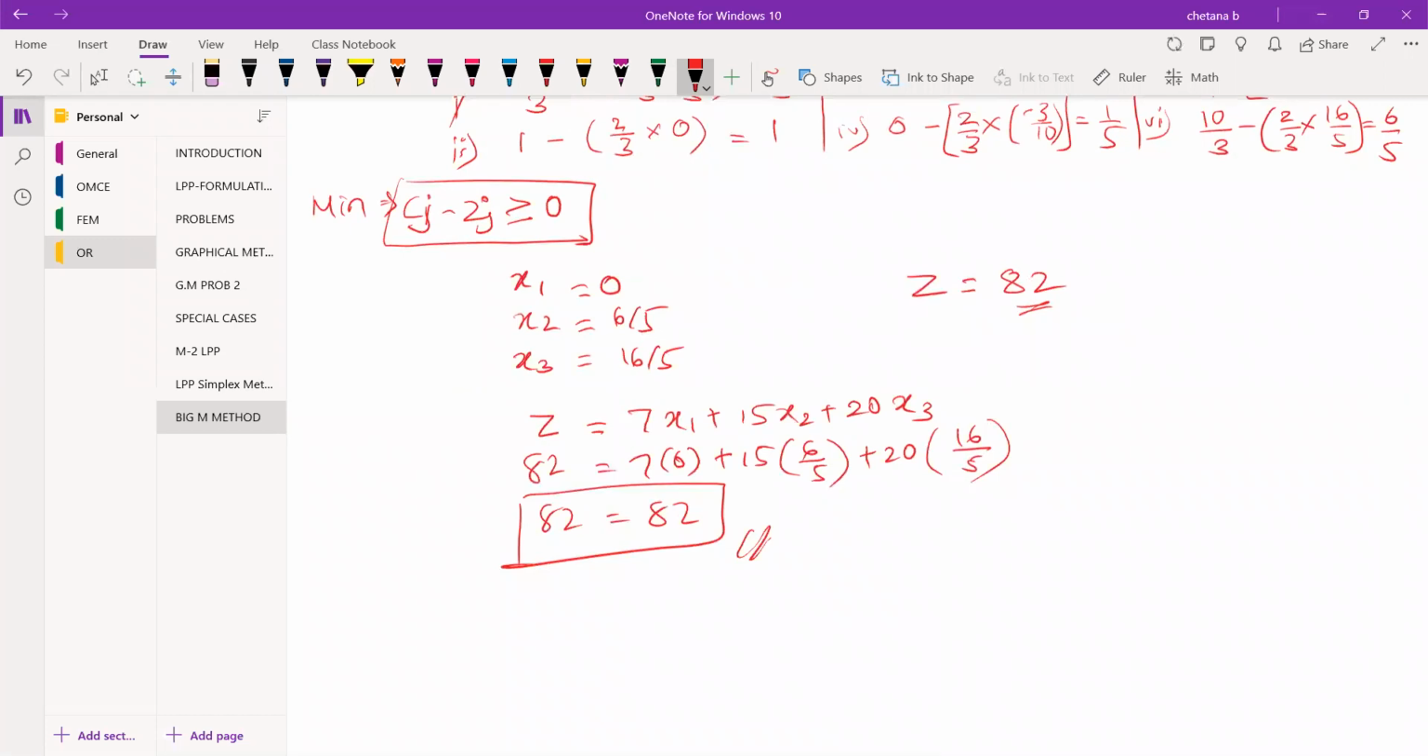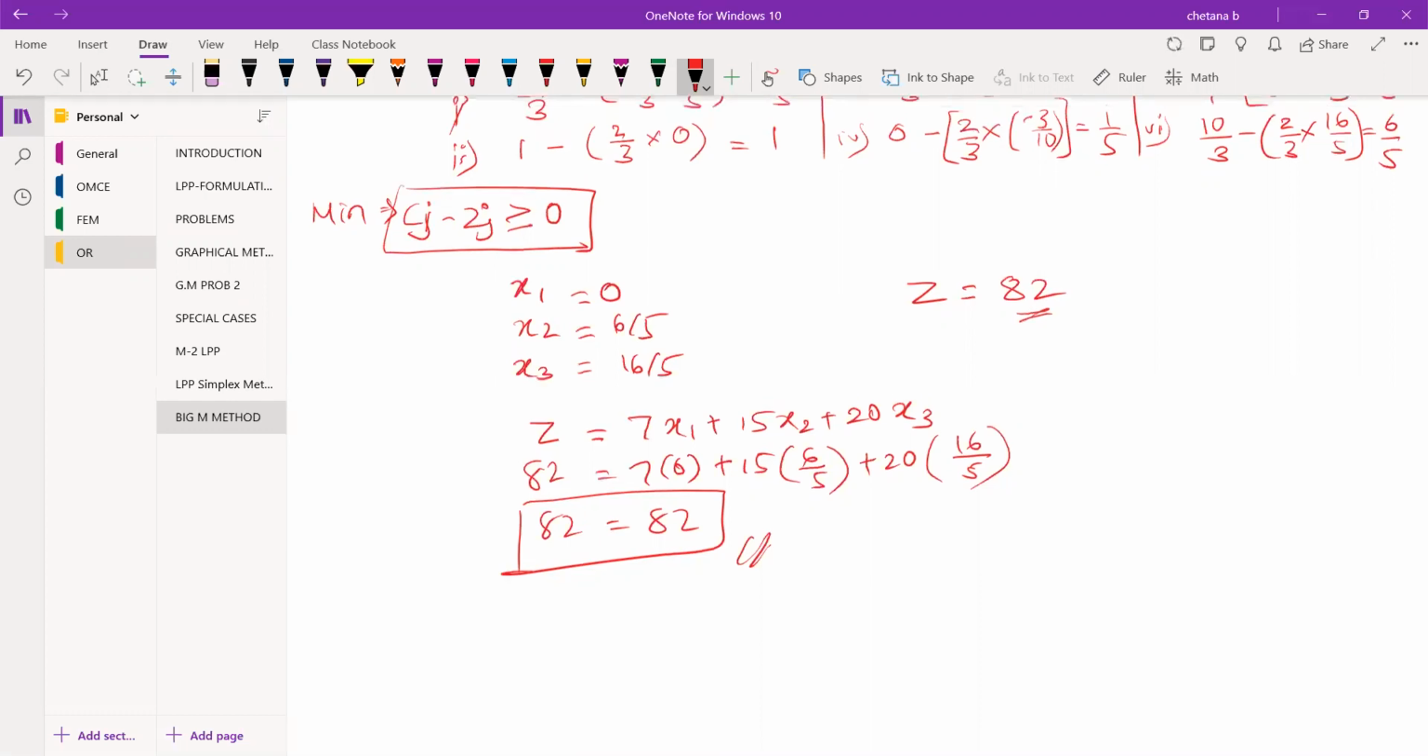After this lengthy process, if you don't have the satisfaction, then you can simply put the decision variables you have got in the objective function and see whether you're getting the same z value that you got in the last iteration. So this is how you need to check your problem. So this is about the big M method.